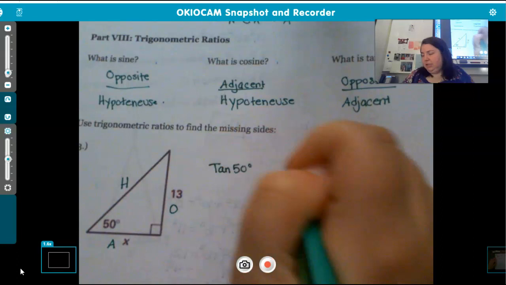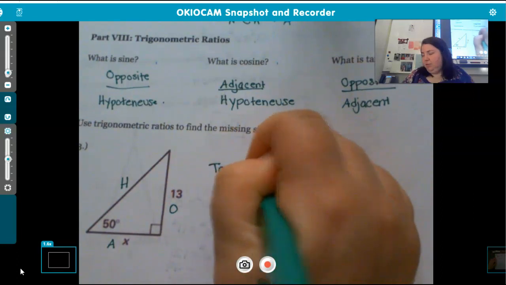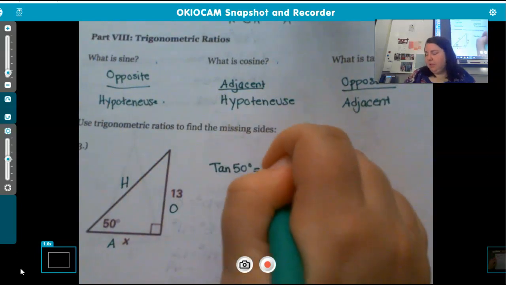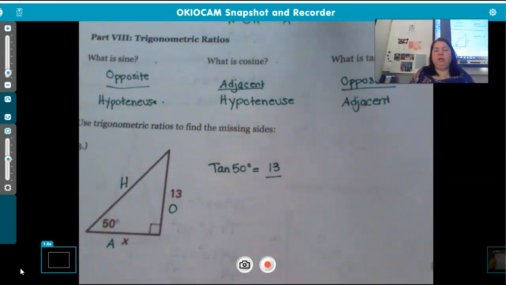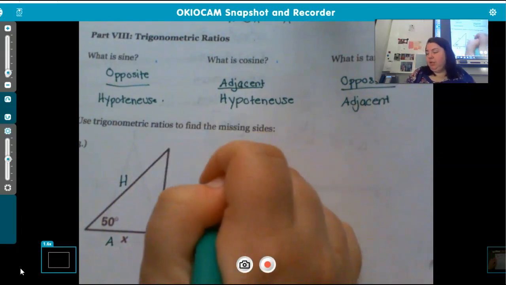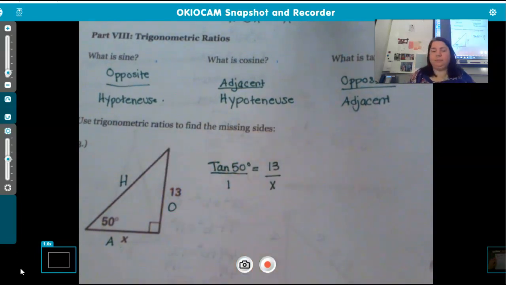So the tangent of 50 degrees equals, which one's going on top? 13, because that's my opposite. So our bottom is x. Then remember, we put this over 1. That helps us turn it into a proportion, so we can cross multiply and solve.